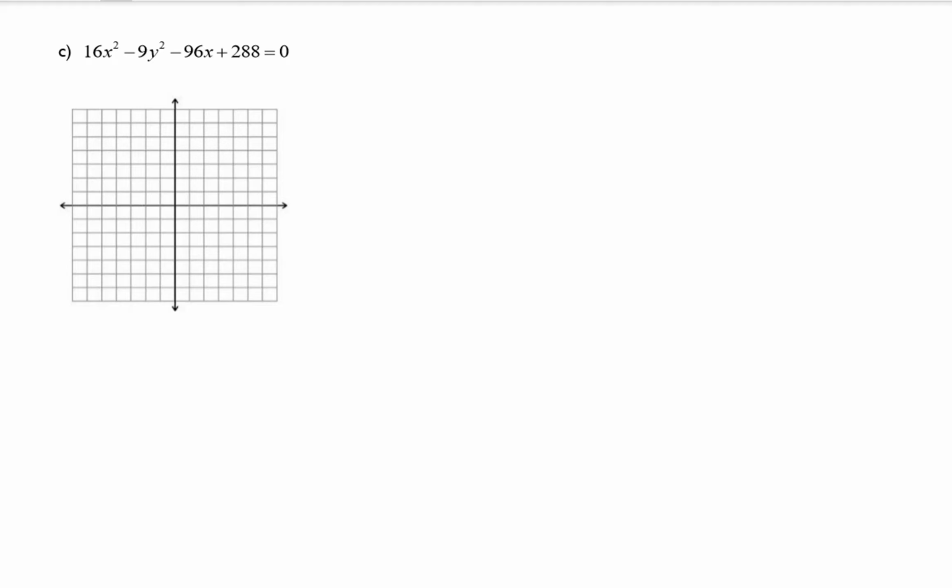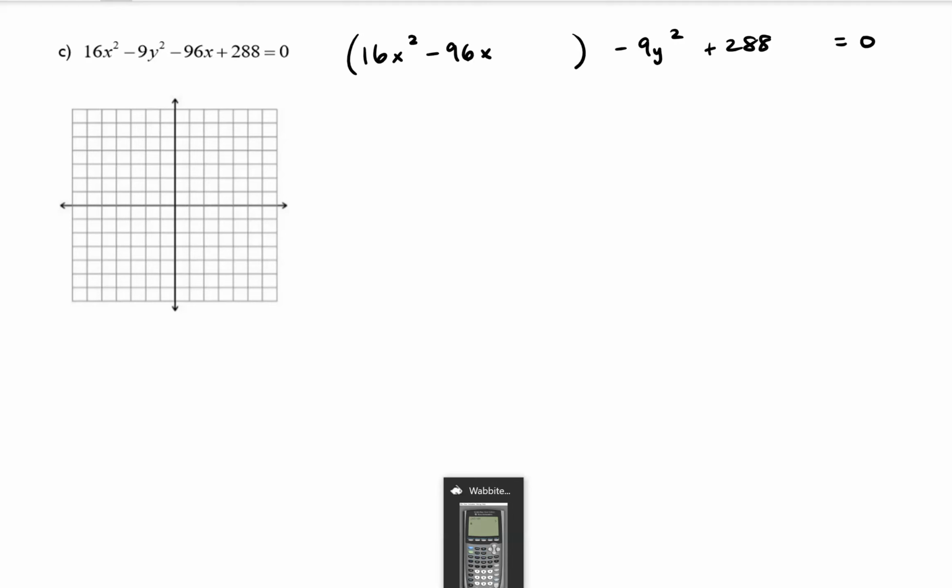Example C wants us to graph the conic section 16x squared minus 9y squared minus 96x plus 288 is equal to 0. Now, I'm going to rewrite this so that the x terms are next to each other. So I've gone ahead and I've placed the x terms next to each other and put them inside a set of parentheses. Now, our life would be a lot easier if 96 was divisible by 16.